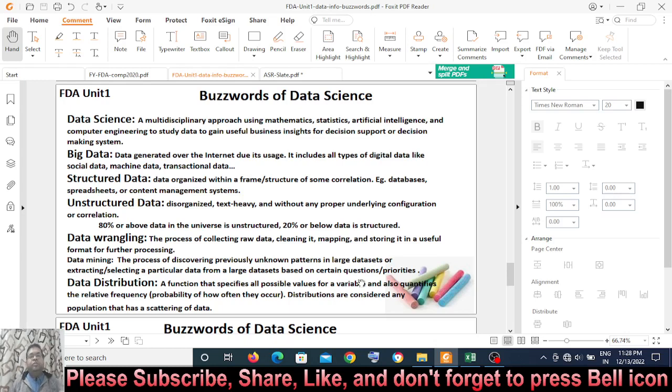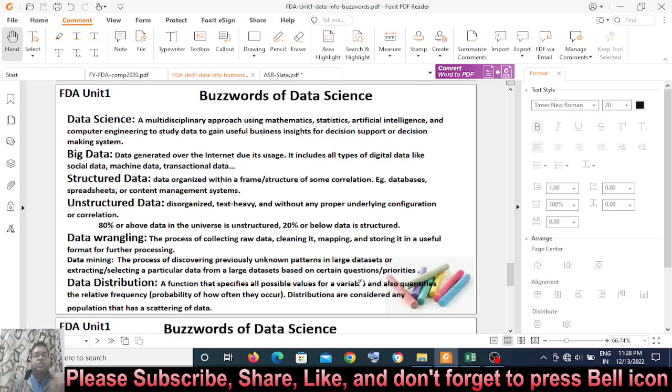Now what is big data? Big data is the data generated over the internet due to its usage, and it includes all types of digital data like social data, machine data, and transactional data. Anything that is on the internet, your photo, your name, your chat, whatever is there, that is big data, which requires to be analyzed. Now what is structured data? That is data which is organized within a frame structure of some correlation.